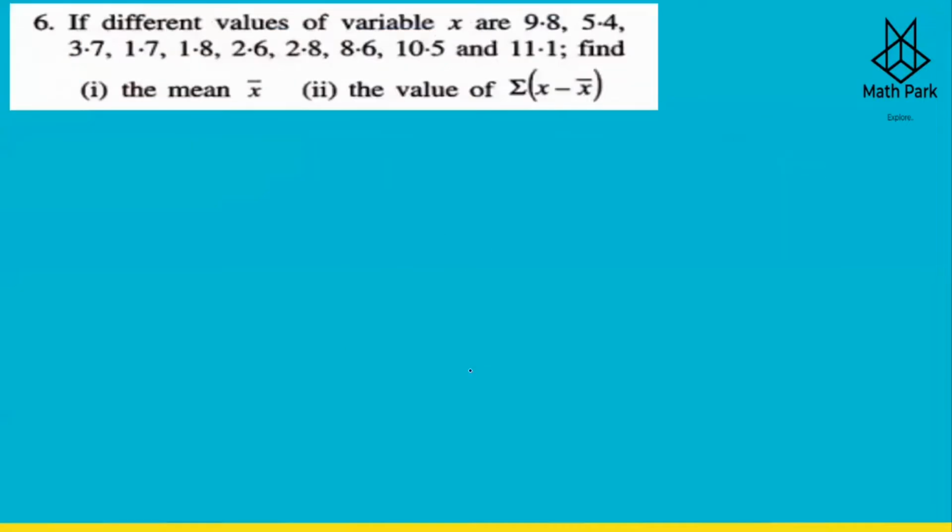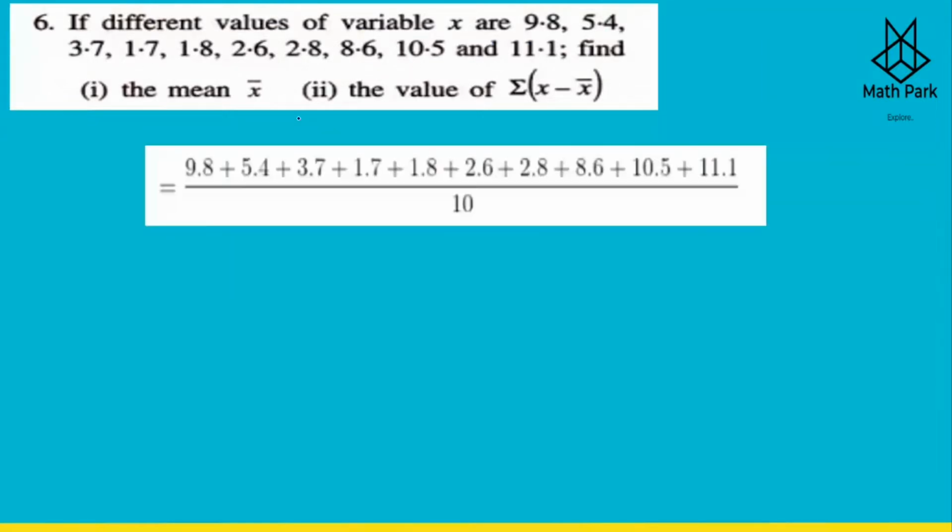Question number 6. If the different values of the variable x are 9.8, 5.4, 3.7 and so on, find the mean. So the mean is the sum of all of these numbers divided by 10. And the sum of these numbers is 58. And 58 divided by 10 is 5.8, the mean. So we got the mean of these given numbers as 5.8.